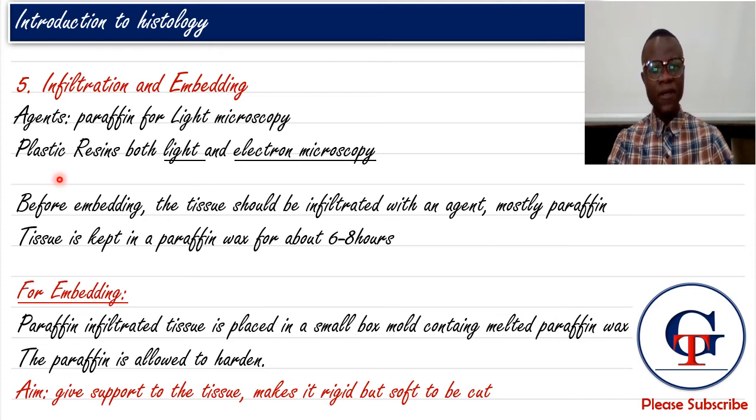So the infiltrating agent here, mostly paraffin, is allowed to diffuse into the tissue for about 6 to 8 hours. Afterward, the infiltrated tissue is then placed in a box that has melted paraffin wax. After it is placed in this box, the paraffin wax is then allowed to harden, thereby providing us with our solid form of tissue that we need to carry on our study. So those are the basic steps.